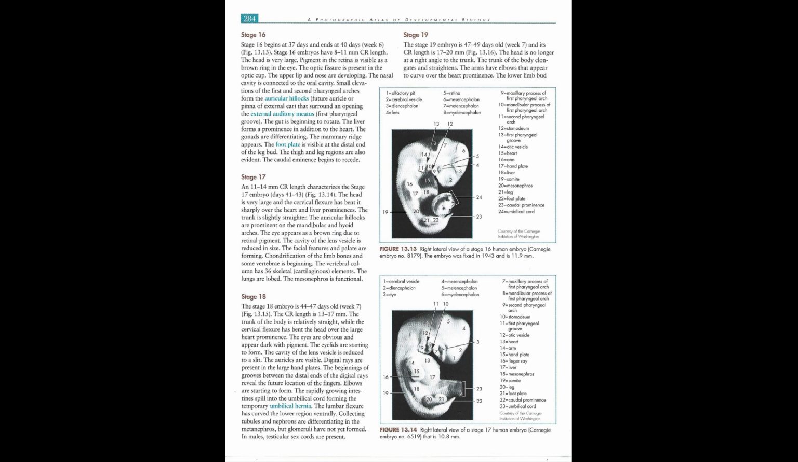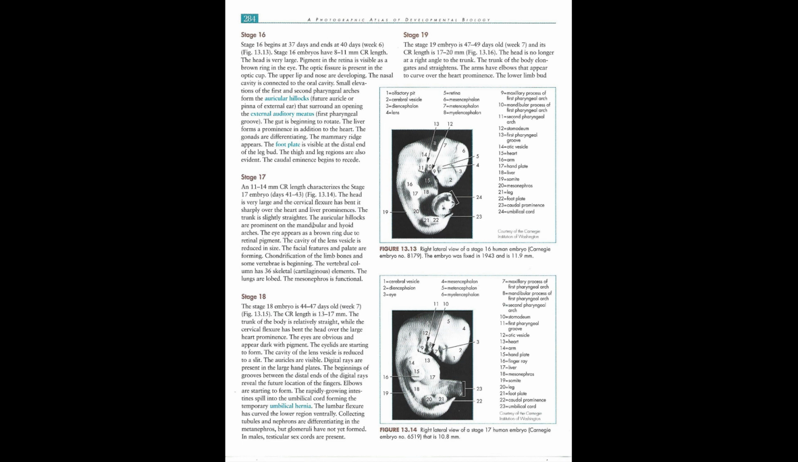The upper lip and nose are developing. The nasal cavity is connected to the oral cavity. Small elevations of the first and second pharyngeal arches form the auricular hillocks, future auricle or pinna of the external ear, that surround an opening, the external auditory meatus, first pharyngeal groove.